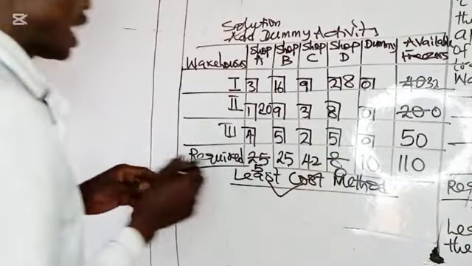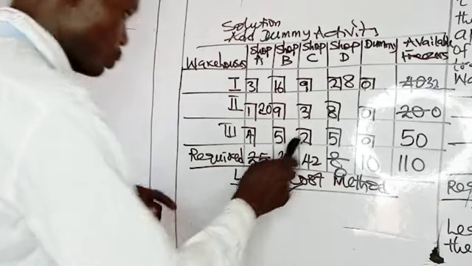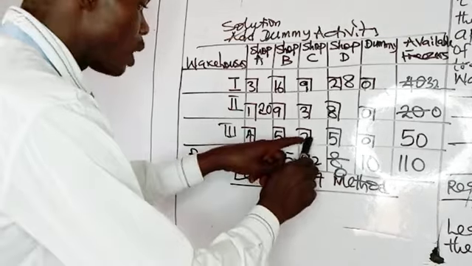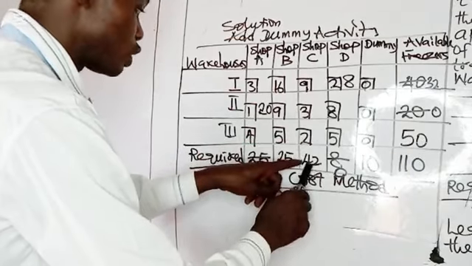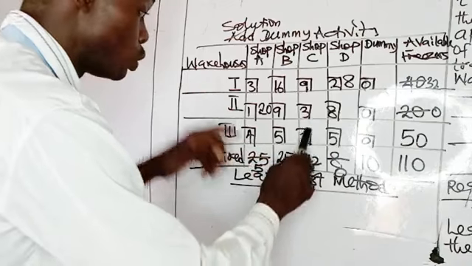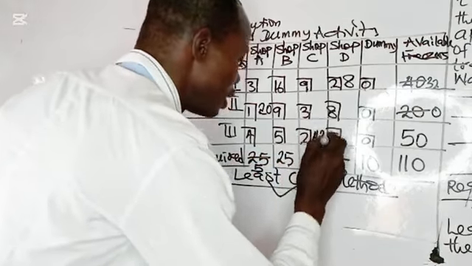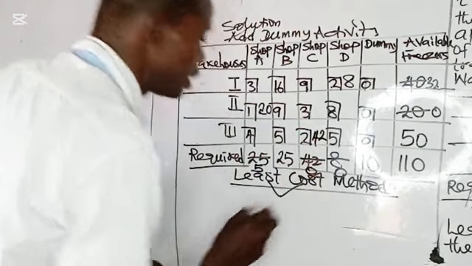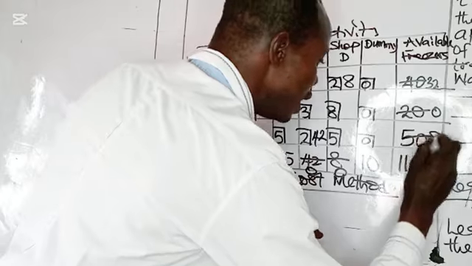You have exhausted that. Then the next least cost is 2. In this row we have 50, here you have 42. So you cannot allocate more than 42 to this column. So now let's give 42 here. Then this is exhausted. If 42 goes out of 50, you'll be left with 8.